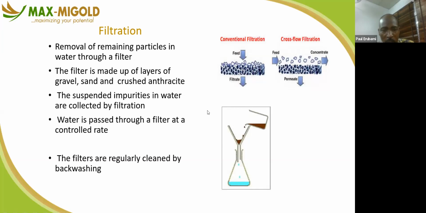What do you use filtration for in water treatment? Removal of remaining particles in water through a filter. A filter is made up of layers of gravel, sand, and crushed what? Anthracite. The suspended impurities in water are collected by what? Filtration. Water is passed through the filter at a controlled rate, and the sediment that the filter retains gets rid off through the process that we call backwashing.